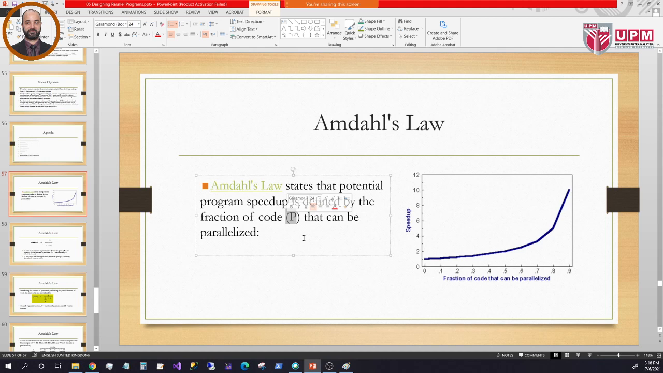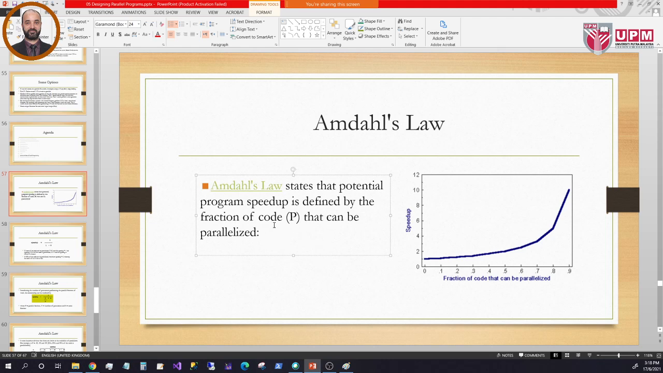If the problem has a lot of independent tasks, then P here is very big, so the tendency to have faster performance if we make the problem parallel is very high. The potential is very high. In that case, parallelizing the program is going to be highly beneficial.